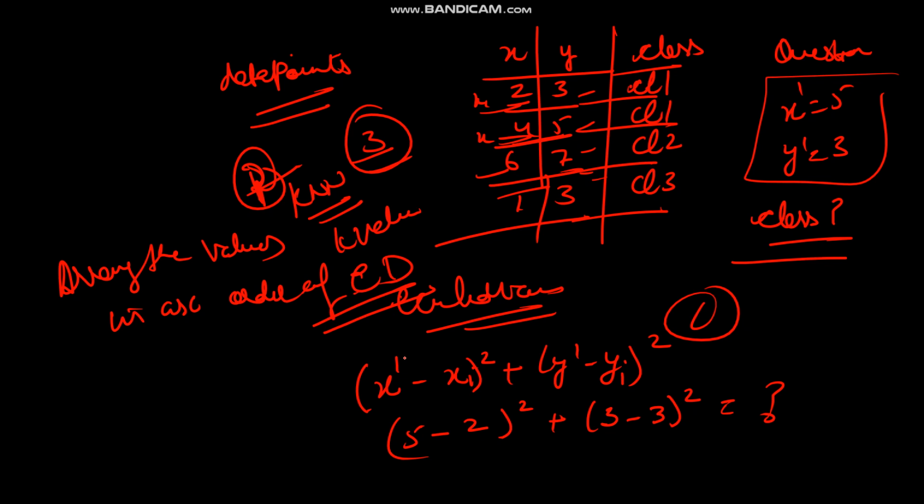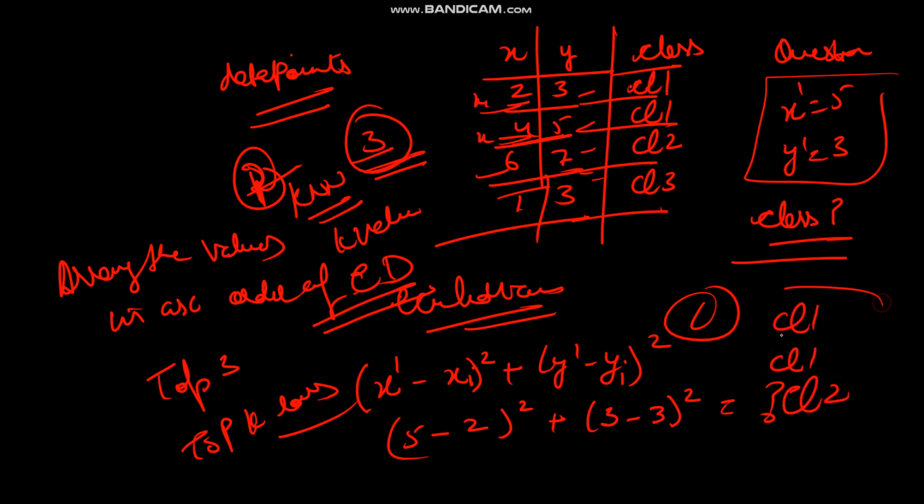So it will arrange the values. Now here comes the very important part. Suppose the value of k is 3 in this case, so it will pick the top 3 rows, meaning the top k rows. Now suppose in these top k rows the classes come out as class 1, class 1, class 2, and so on.